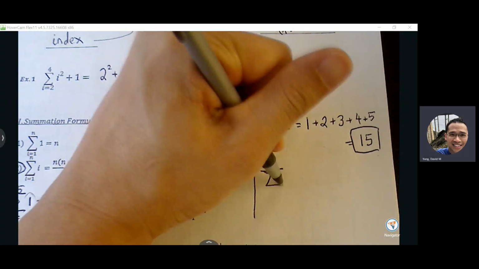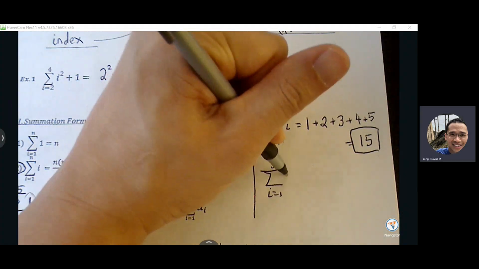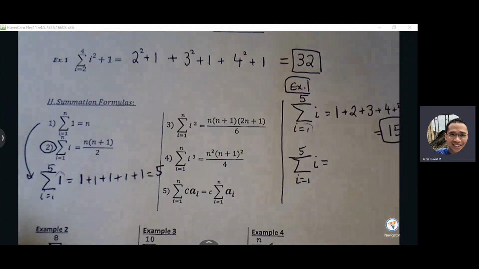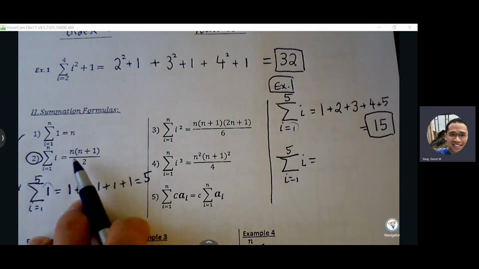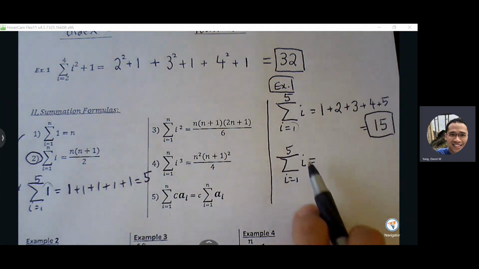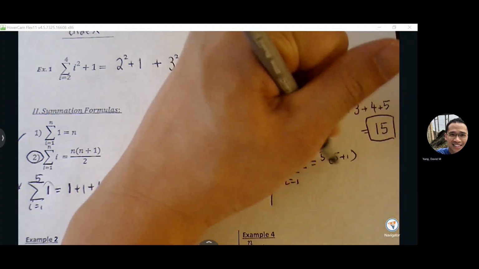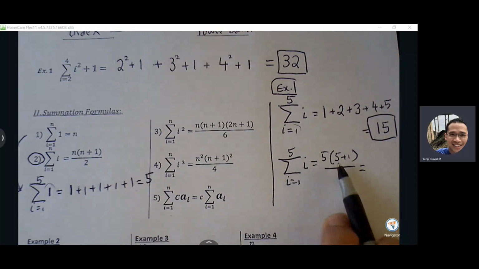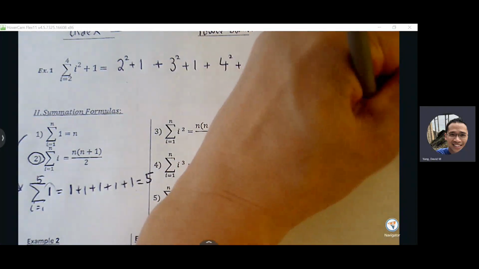Now let's see if we can apply the rule to see that it will also produce 15 if I were to go through this rule. So the rule says n times n plus 1 over 2. What's my n value here? 5, the upper bound, right? So 5 times 5 plus 1 all over 2. 5 times 6 is what? 30. 30 divided by 2 is 15.